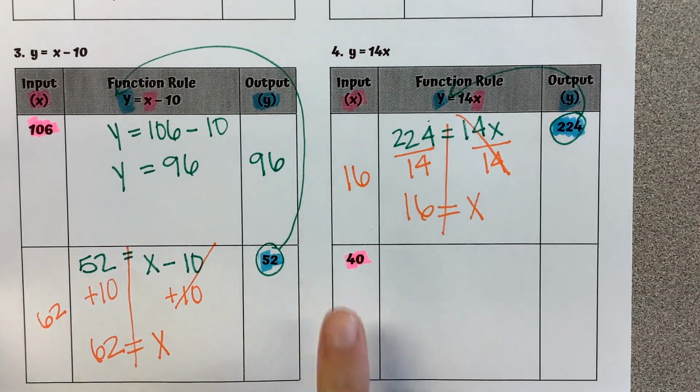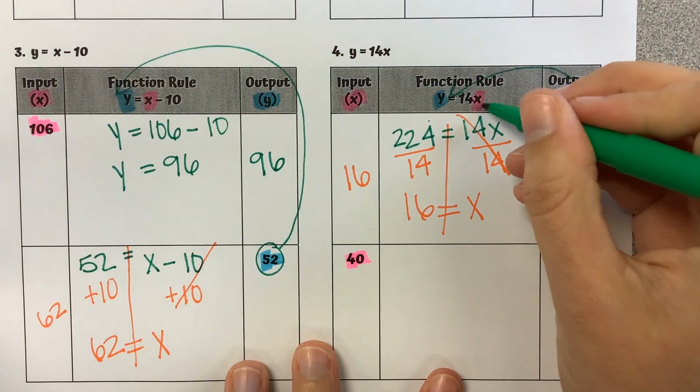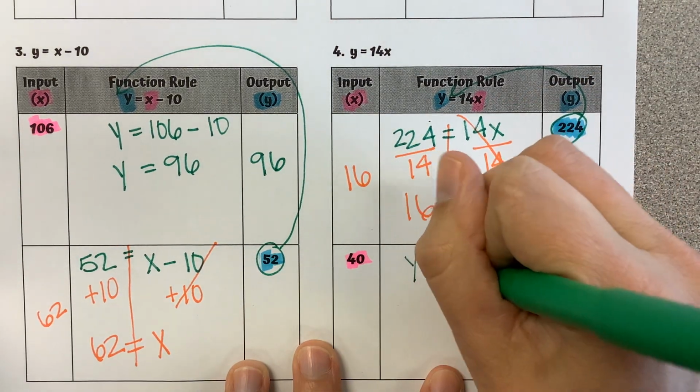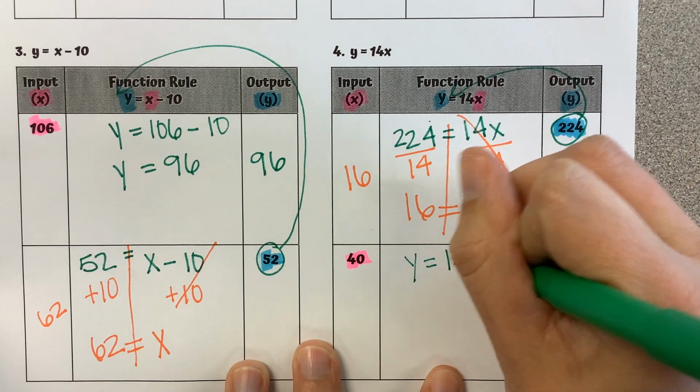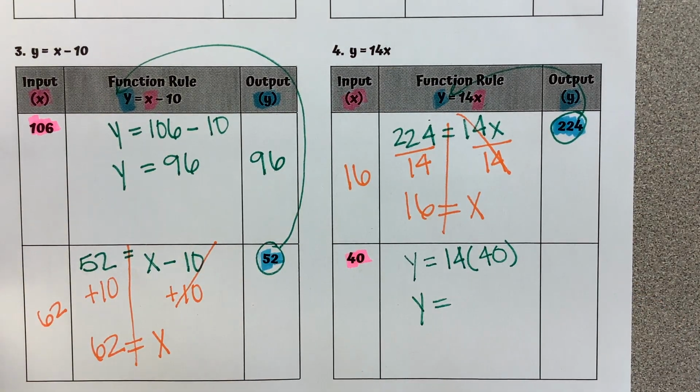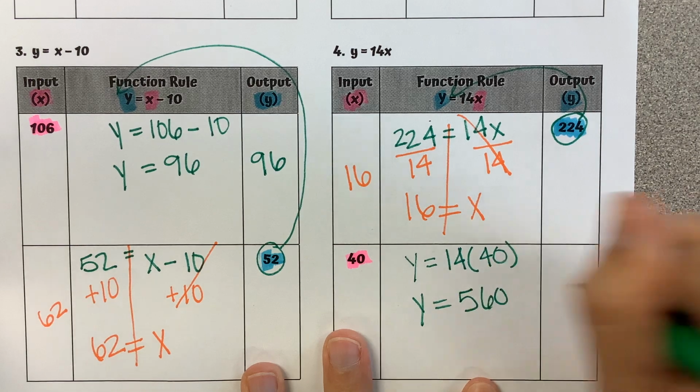Versus the next one, we are given the x, so that's plug in for the x here. So we don't know y. It's equal to 14 times an x value of 40. So I'm plugging that into my calculator. 14 times 40 is equal to 560.